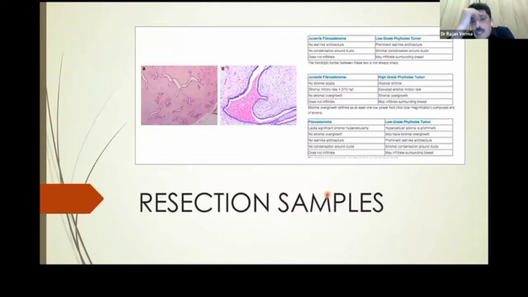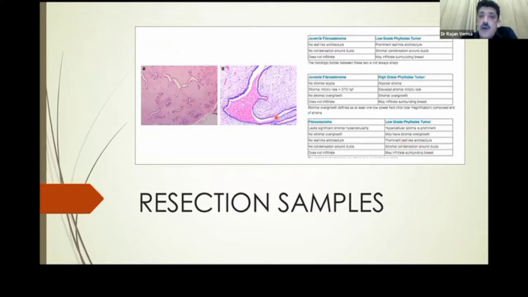Now, how about resection samples? In resection samples, we have much more ease in diagnosing a phyllodes tumor over cellular fibroadenomas. We have multiple points. I basically stress on looking into the cellular stroma. The hypercellular area stroma is very prominent in low-grade phyllodes tumor. They have a prominent leaf-like architecture.